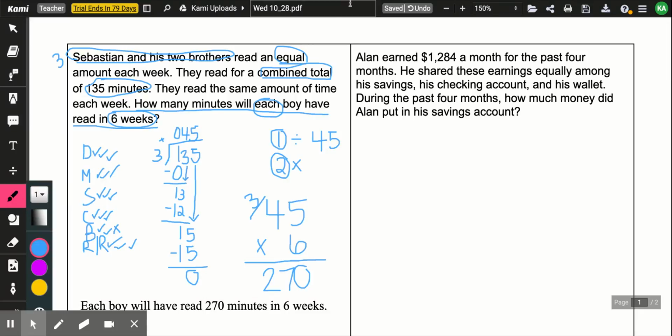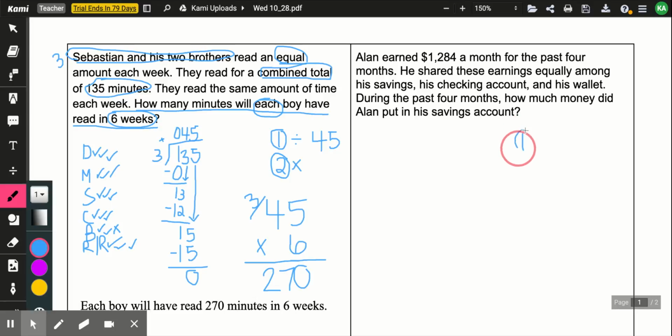Alan earned $1,284 a month for the past 4 months. He shared these earnings equally among his savings, his checking account, and his wallet. During the past 4 months, how much money did Alan put in his savings account? So again, we have a multi-step word problem here. What do you think our steps are going to be?